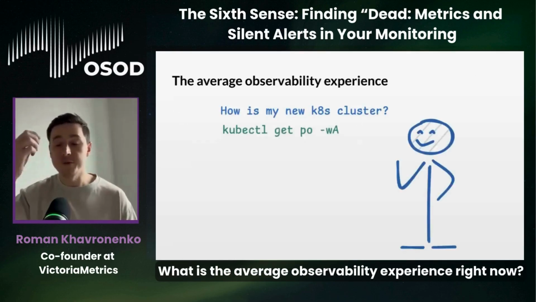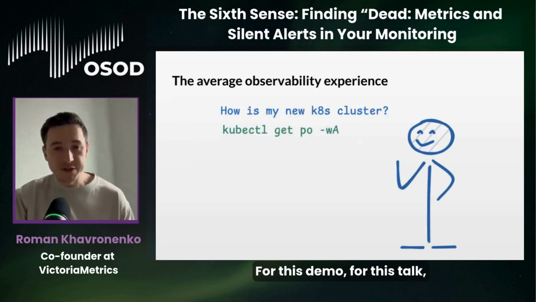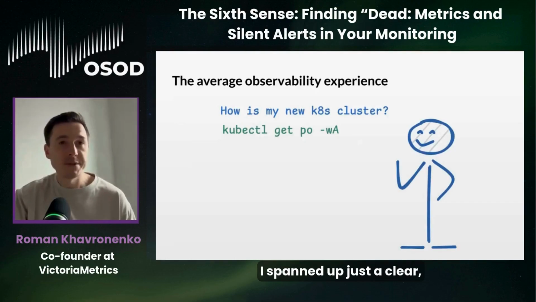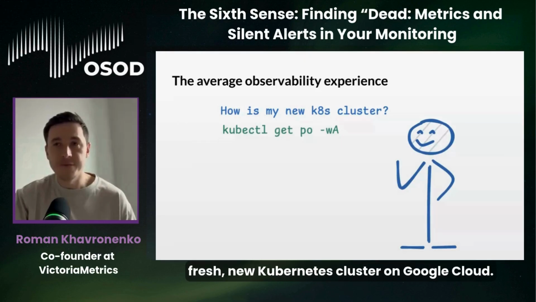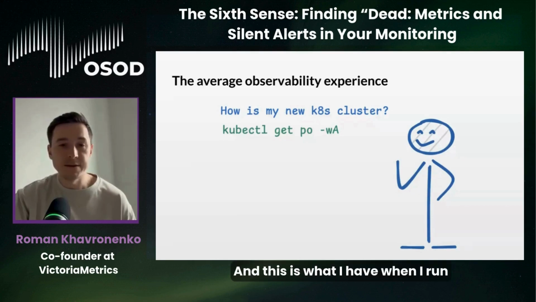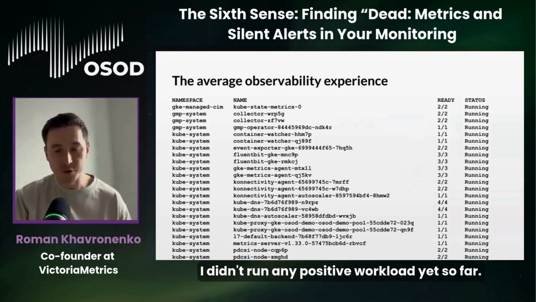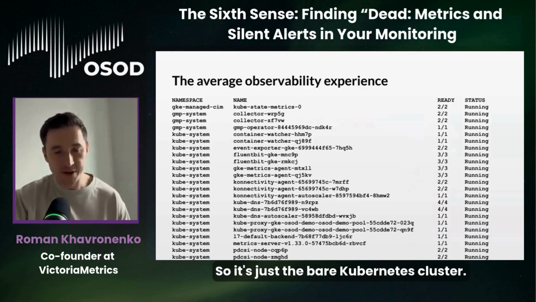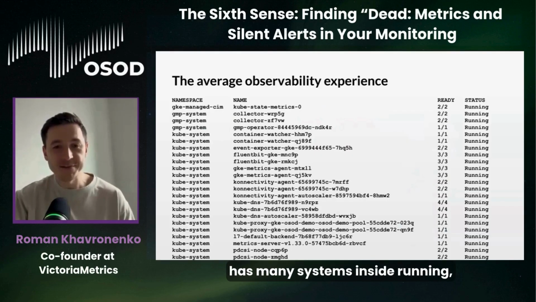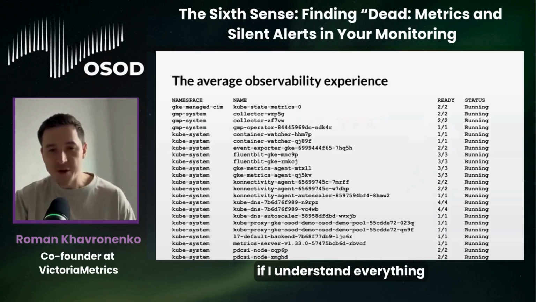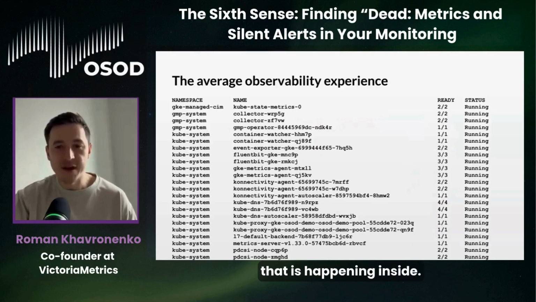What is the average observability experience right now? For this talk, I spun up a clean, fresh, new Kubernetes cluster on Google Cloud. This is what I have when I run kubectl get pods. I have a lot of systems running. I didn't run any workload yet, so it's just the bare Kubernetes cluster. It has many systems running inside, and I don't really know if I understand everything that is happening inside.